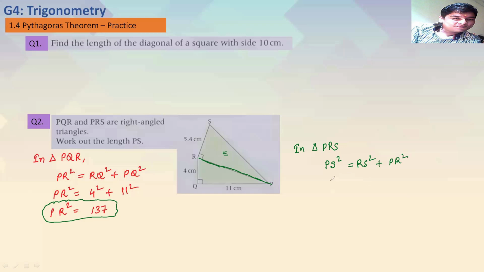Now, we are literally done with this. RS is 5.4, squared, plus PR squared, which was already found out to be 137. There is no need to put a square over it. That was the purpose of leaving it as it was. Now find the square of 5.4. Use calculator for that. 29.16. Add it to 137.